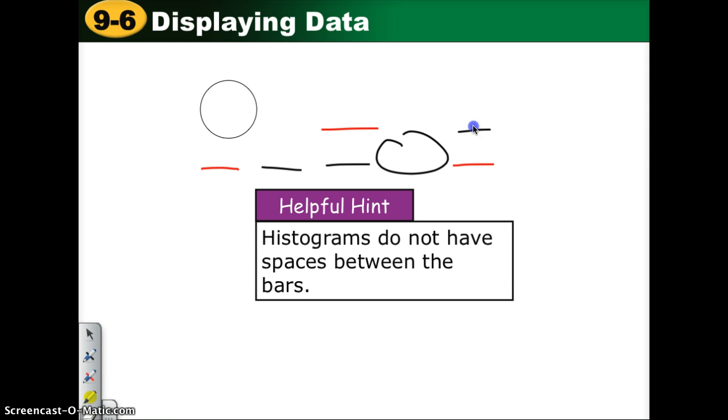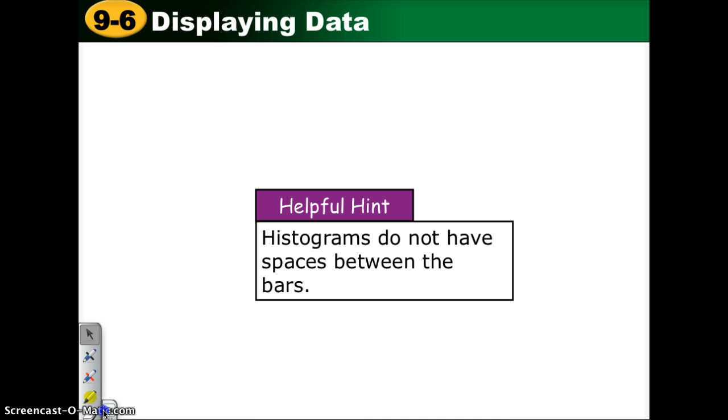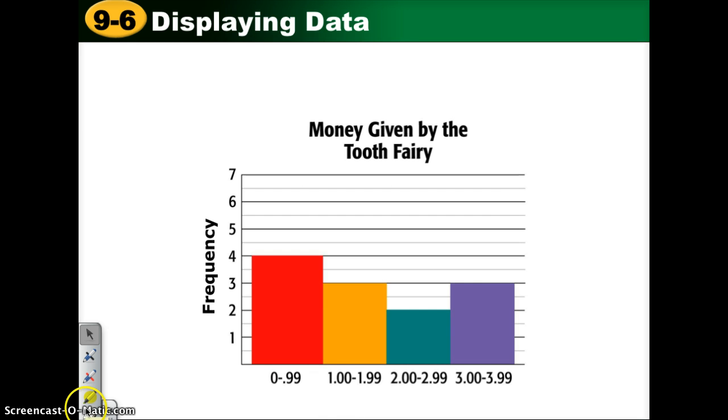Little helpful hint, a histogram is different than a bar graph. There are no spaces between the bars. So you'll notice, and this should really just connect all the way over. So imagine that's all the way to the end there. We have our intervals fairly equally spaced out, no gaps in between, and then we have our frequency. So there were 4 numbers in this first interval, so it goes up to 4. Then there were 3, 2, and then it went back to 3.